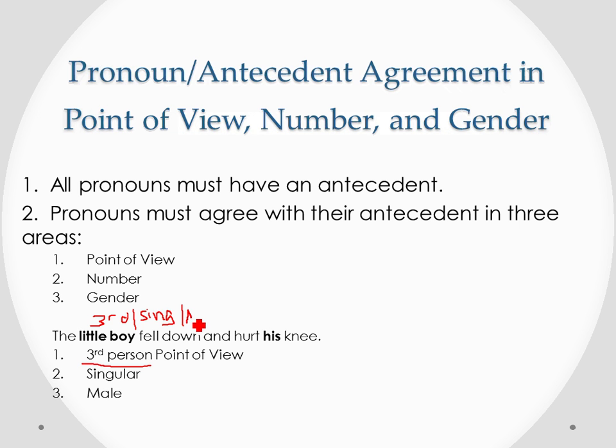So when I look at my antecedent, I have these three characteristics. And these three characteristics are also going to be true of my pronoun his. When I look at my chart and I look at the third person singular row, I can see that his is the proper possessive pronoun that refers back to the antecedent little boy. So our pronouns always have to agree with our antecedent in point of view, number, and gender.